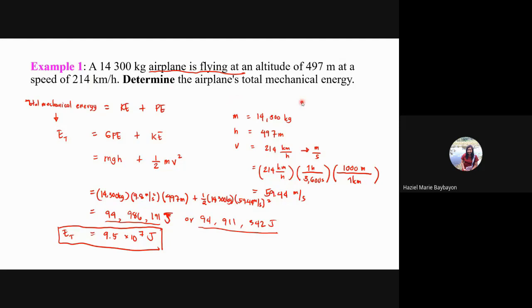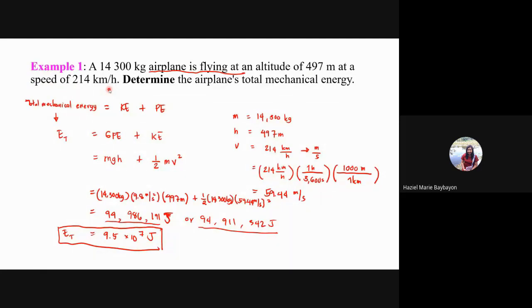Okay, so recall that the total mechanical energy of a system is just obtained by adding all the kinetic energy and all the potential energies that are present in the system. So here we have an airplane that is at a certain altitude, or at a certain height equal to 497 meters, and it is moving with a speed equal to 214 kilometers per hour.